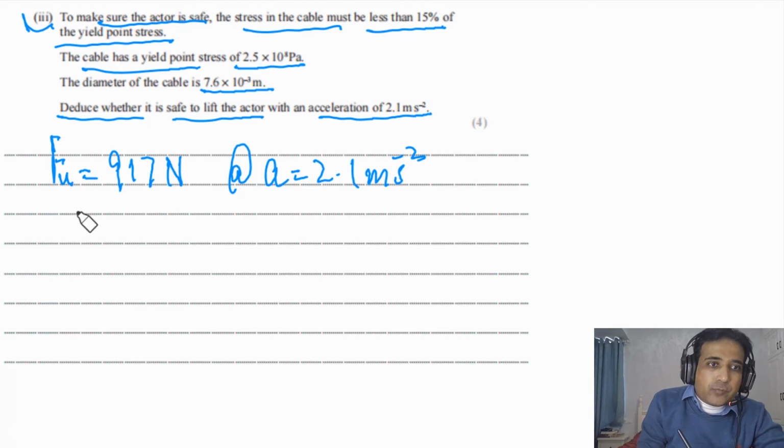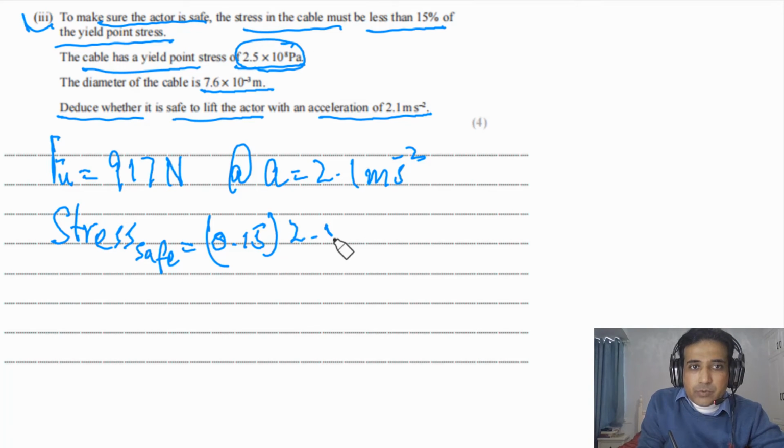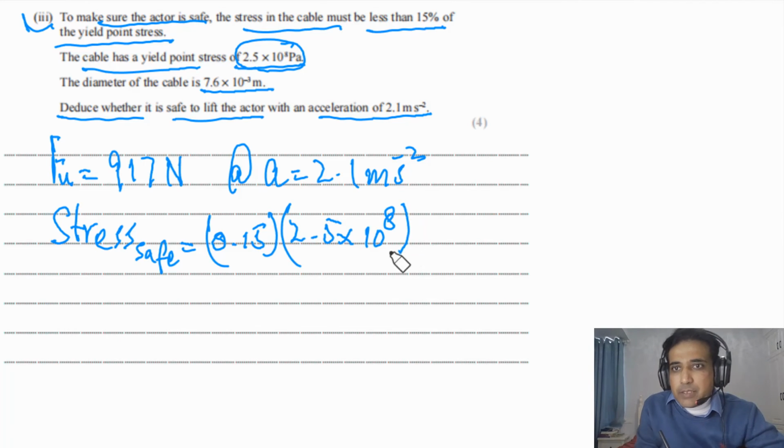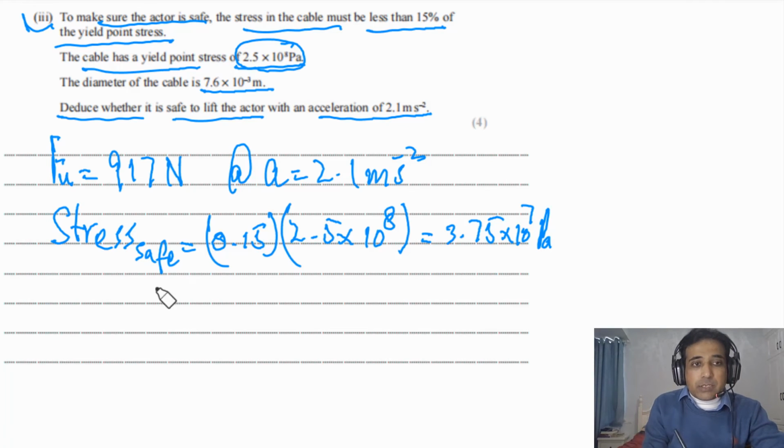So first of all we can find the safe value of stress. That has to be equal to 15% of the yield point stress, 15% of this value. So we multiply with 2.5 times 10 to 8 pascals, and if we multiply we will get 3.75 times 10 to 7 pascals. So this is the safe value of stress.